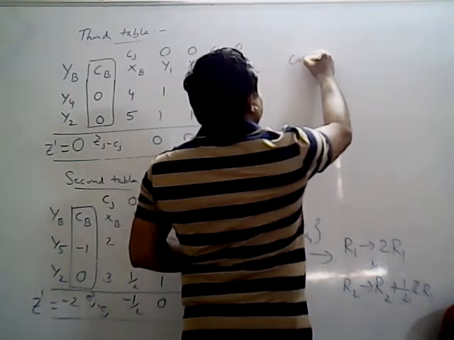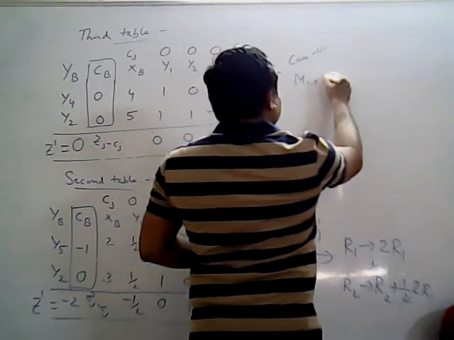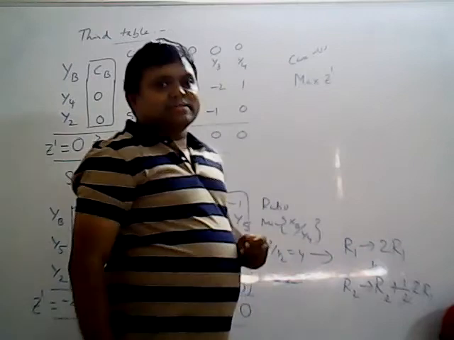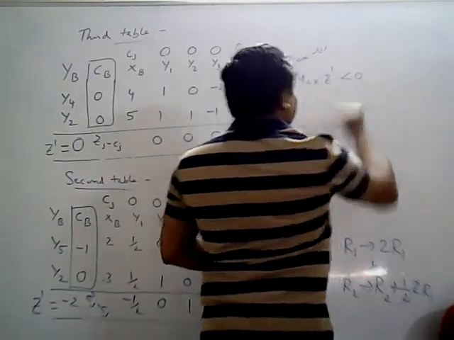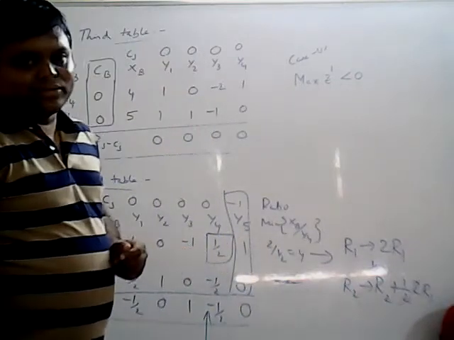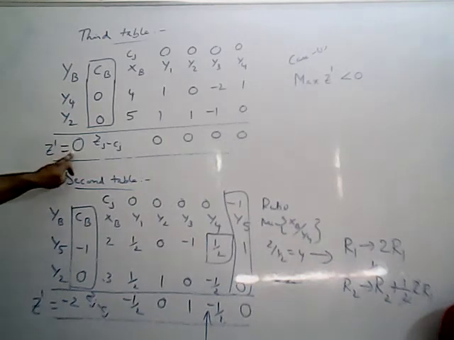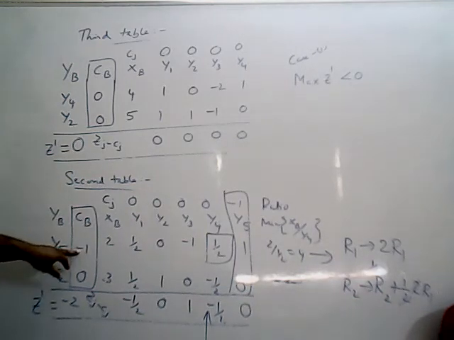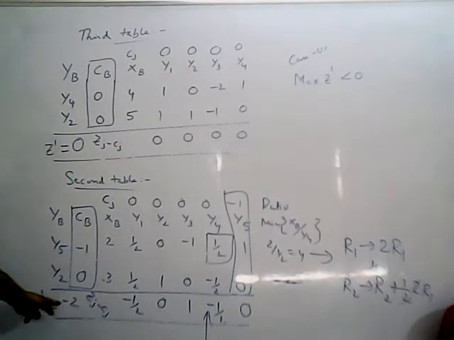Case 1 is: maximum z dash less than 0. You will not get greater than 0. You will get either negative or 0, because minus 1 is the artificial variable cost. So you will not get any positive value. So either z dash will be 0 or z dash will be negative only. You will not get positive.